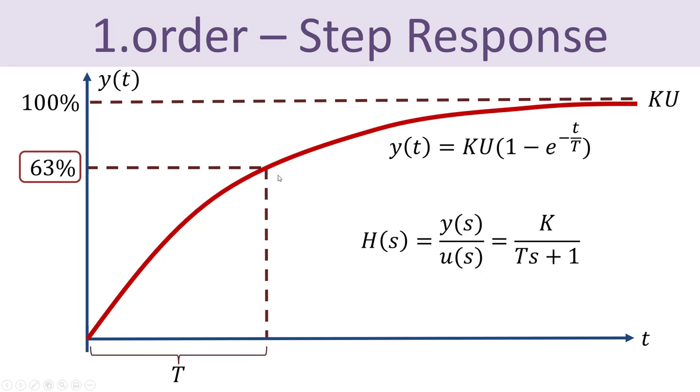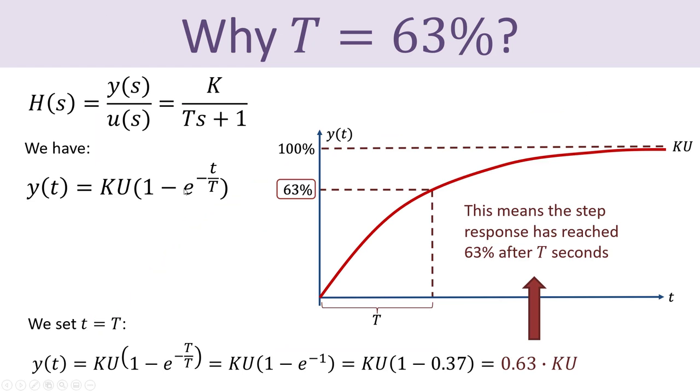So why is this time constant equal to 63% of this total response of the system? Well, we have this first order transfer function, and in the time domain we have this equation, and if in this equation we set the time equal to T, in this case this time constant, then we get the following. We get this will be equal to 0.63 times K u. So that's why we refer to this time constant as the T63% of this total response. So this means that the step response has reached 63% of the total response after T seconds in this case. So that's why we call it the 63% time constant.